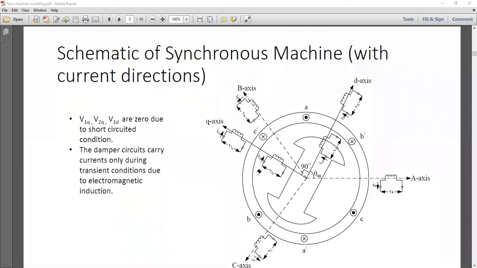And also we are representing 2 separate coils along the D axis, one for the field coil and one for the 1D coil. We are also adding 2 coils along the Q axis, one for the 1Q coil and one for the 2Q coil. So these are the addition of the coils.